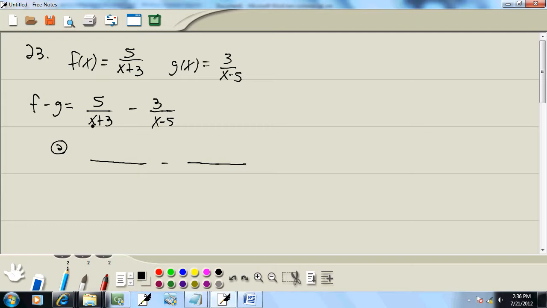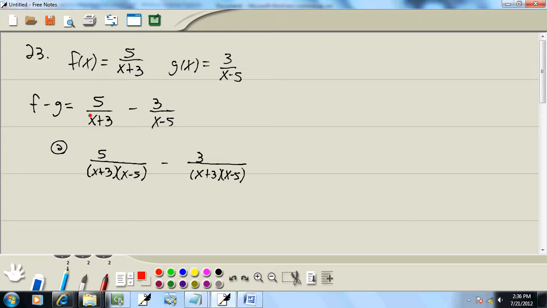We look at each factor. First I'll look at the x plus 3, and we're looking for the greatest number of x plus 3's in any single denominator. There's 1 here, none here, so the greatest number of x plus 3's in any single denominator will be 1. Then we'll go to our next factor, the x minus 5, and we're looking for the greatest number of x minus 5's in any single denominator. There's none here, 1 here, so the greatest number is 1. So that's our LCD, and that's what we're going to rewrite each fraction with.